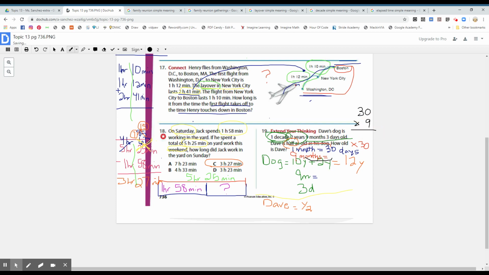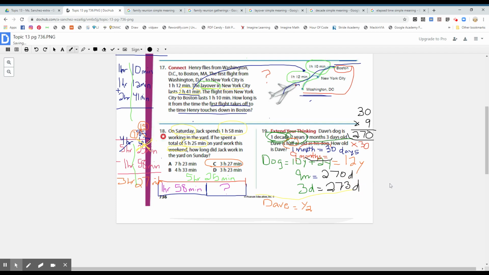Okay, 9 times 0 is 0. 9 times 3 is 27. So that's 270 days, boys and girls. Okay, 270 days. So the 9 months is equivalent to 270 days. We already had 3 days, boys and girls. So that gives you a grand 270 days plus 3 is 273 days. Okay.